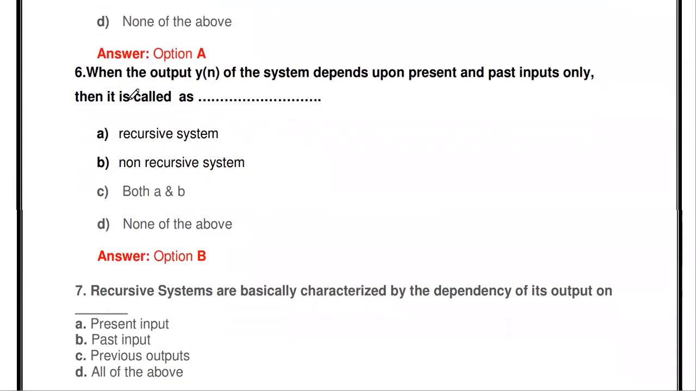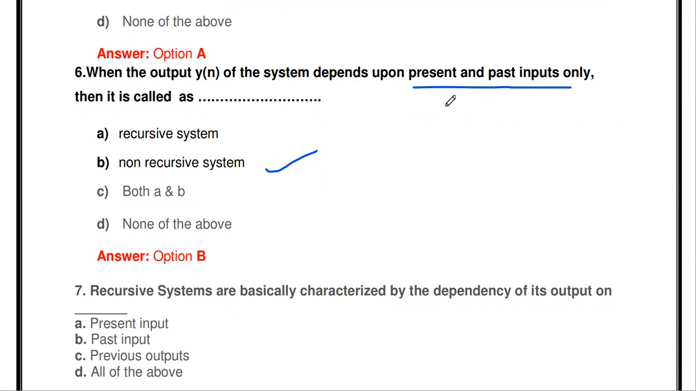The next thing: when the output of the system depends upon present and past inputs only, then it is called a non-recursive system. The present output only depends upon present input and past input.